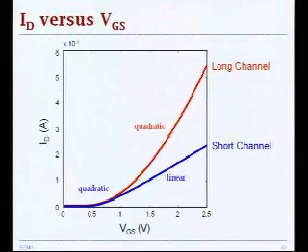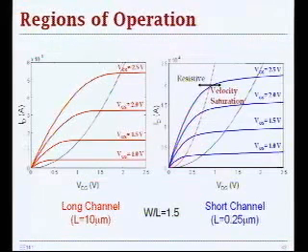So if you plot ID versus VGS, you can see that they both start in a quadratic fashion initially, and then you have linear dependence for short channel, and quadratic dependence for the long channel. That's the main difference due to this velocity saturation effect.